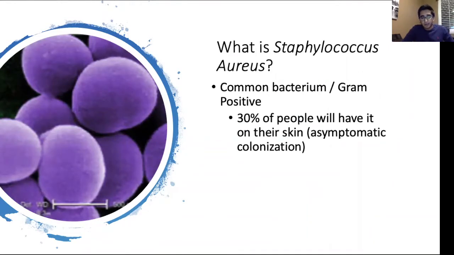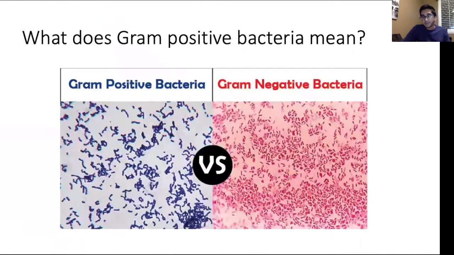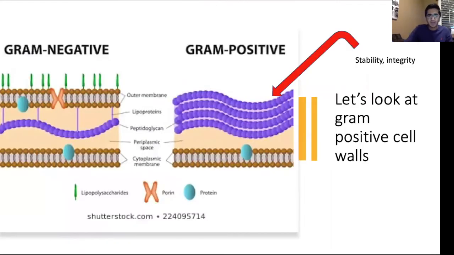What's really important, however, for our understanding of Staph aureus is the fact that it's gram-positive. So what exactly does that mean, that it's gram-positive? Well, when you do a gram stain of Staph aureus, you're going to find that it's a dark purple hue. And why is that? Well, there's this thick layer of peptidoglycan on the gram-positive cell wall. And this thick layer of peptidoglycan is really important because as part of the bacterial cell wall, it confers stability and integrity.